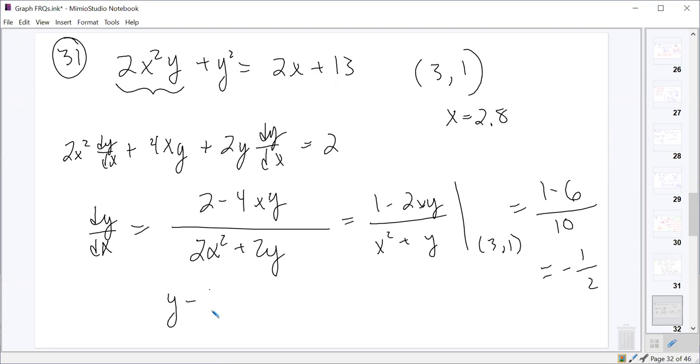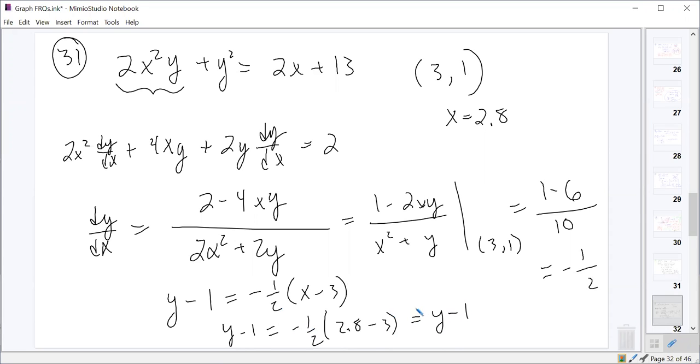So our equation of our line ought to be y minus 1 equals negative 1/2 times x minus 3. And we're asked to approximate the value at 2.8. So that should be y minus 1 equals negative 1/2 times 2.8 minus 3. 2.8 minus 3 is negative 0.2. The negative 0.2 and the negative will cancel, so it's just 1/2 of 0.2, which tells us y minus 1 equals 0.1. And so y equals 1.1, which is choice D. Any questions there on 31?